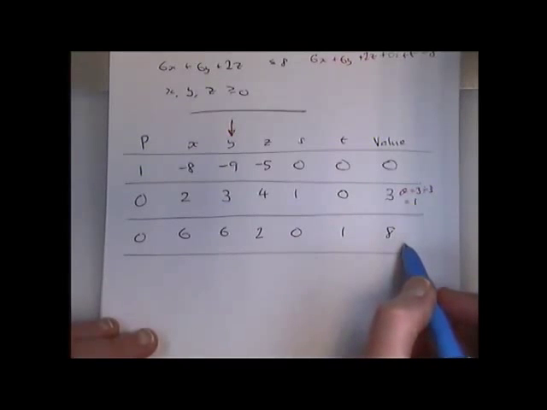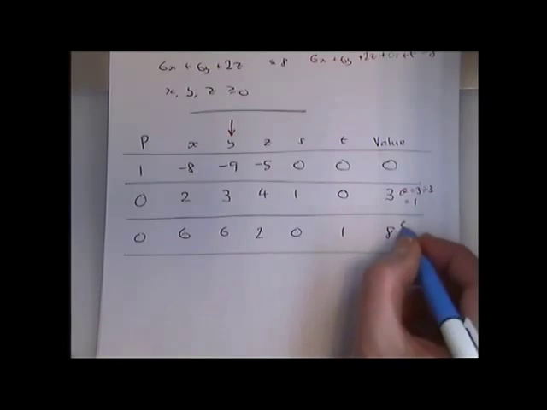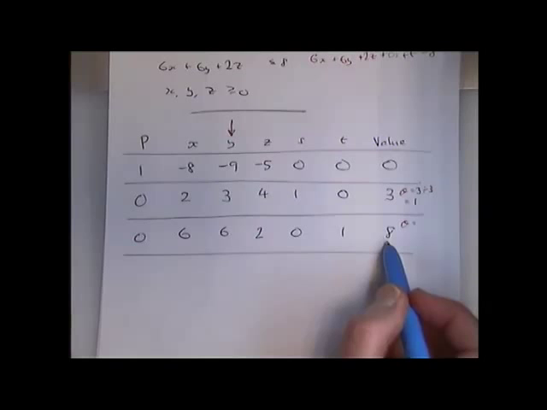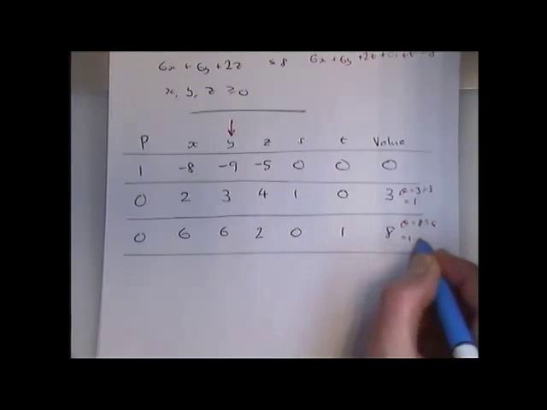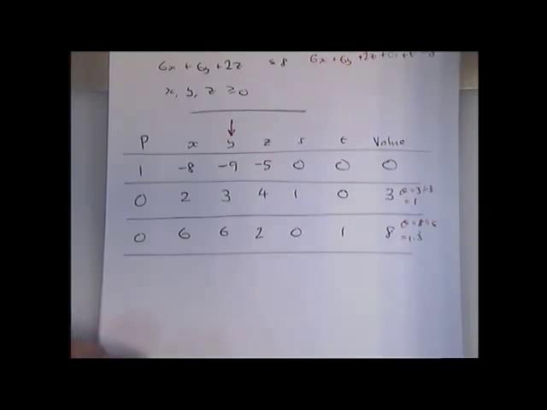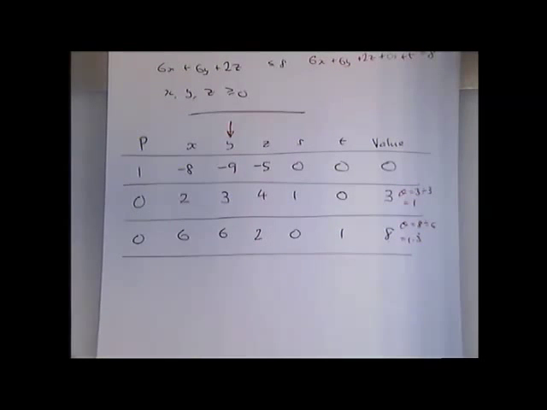Harriet, what will it be in the bottom row? What will the theta value be here? 8. Yeah, it'll be 8 divided by 6, which is 1.3 recurring. Then when we've got the two theta values, which one do we choose? The smallest one. Yeah, you choose the minimum.